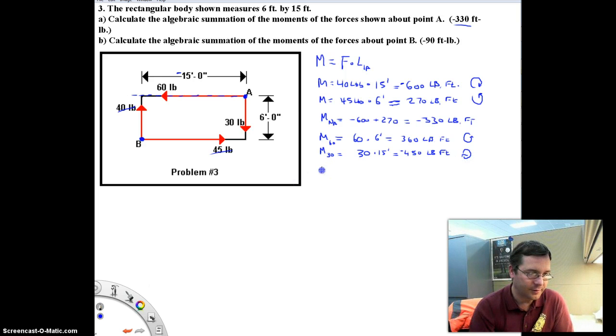So the net moment about point B equals 360 pound-feet plus negative 450 pound-feet. 360 minus 450, that's negative 90 pound-feet. And again, that agrees with the answer given in the answer key.